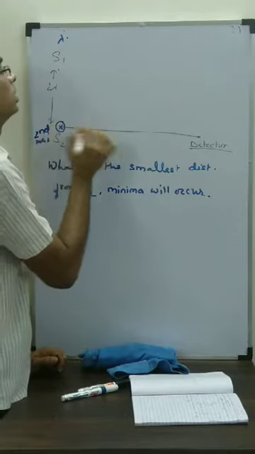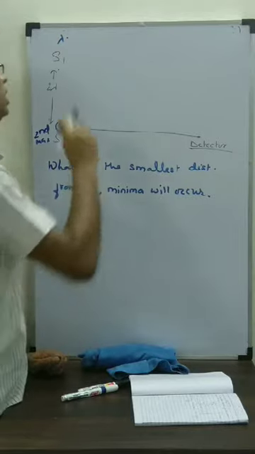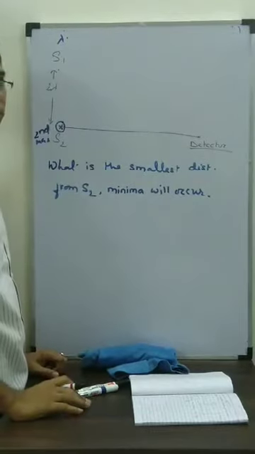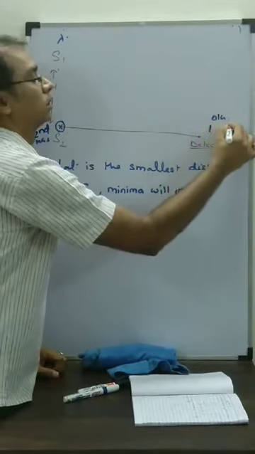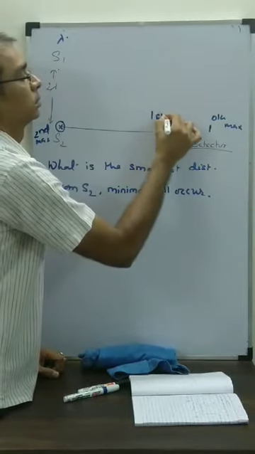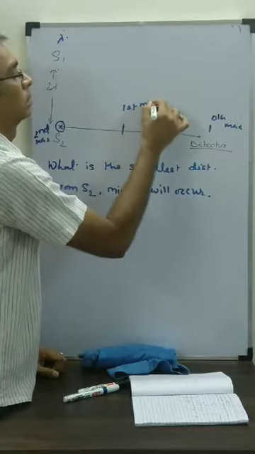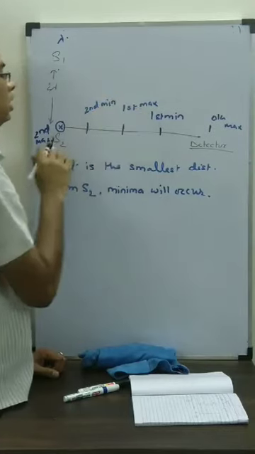So as you move to this side, what's going to come? Let's see. Suppose I go to infinity from here, what's going to come at infinity? At infinity I will get the zeroth maxima. Then comes the first minima. Then comes the first maxima. Then comes the second minima. Then comes the second maxima.